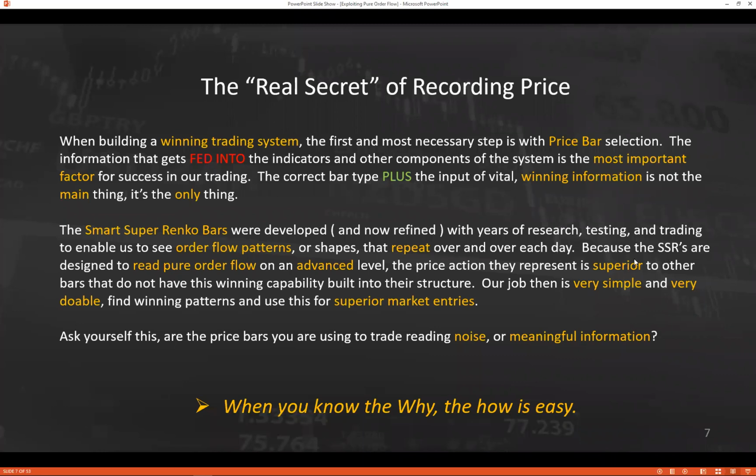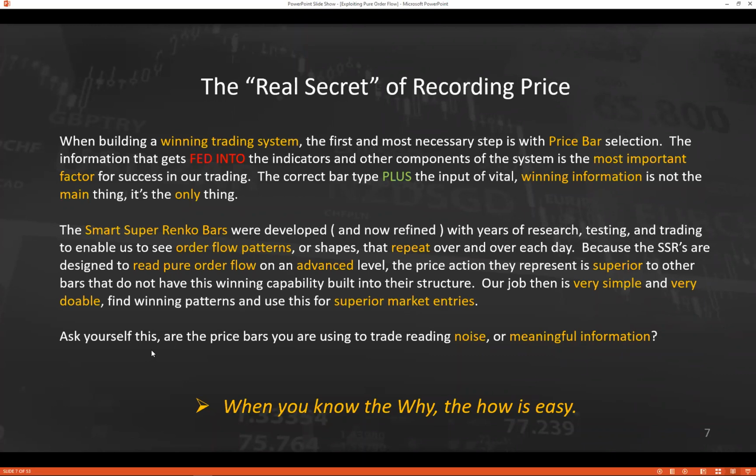Because Smart Super Renkos are designed to read pure order flow on a highly advanced level, the price action they represent is superior to other bars that do not have this capability built into their structure. Our job then becomes very simple and very doable, and I'll show you what we do. We find these winning order flow patterns, pinpoint market entries that have a historic track record, and benefit from Rob's work in superior market entry.